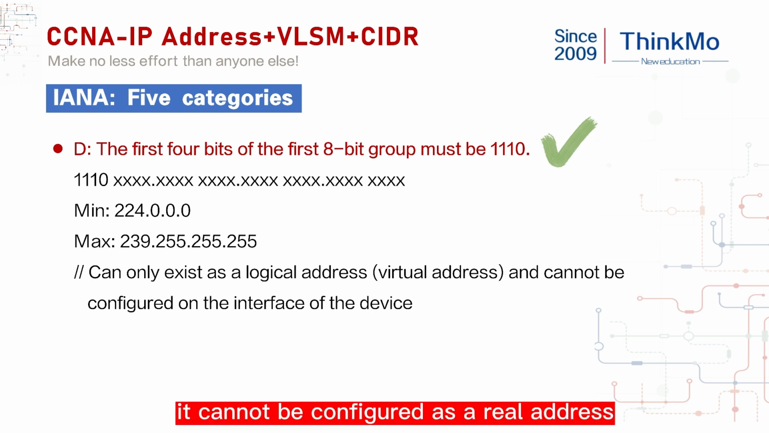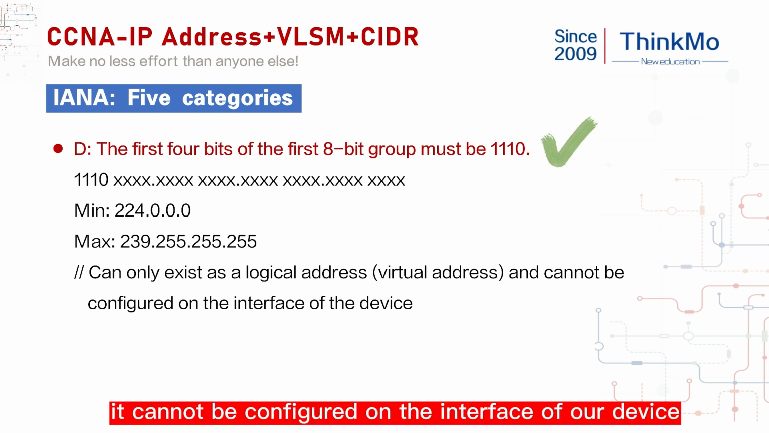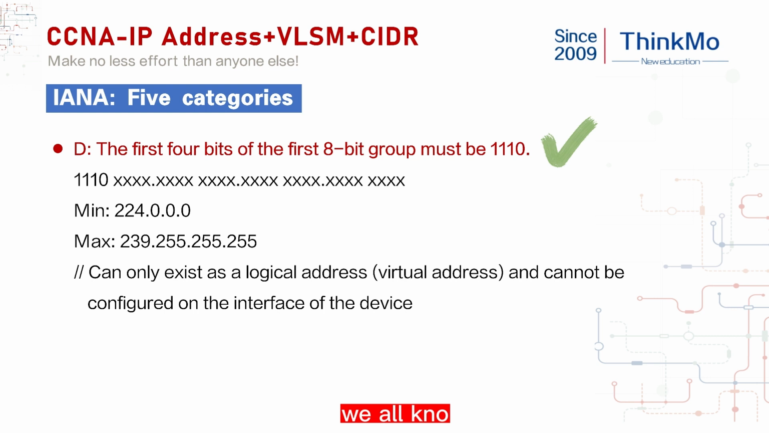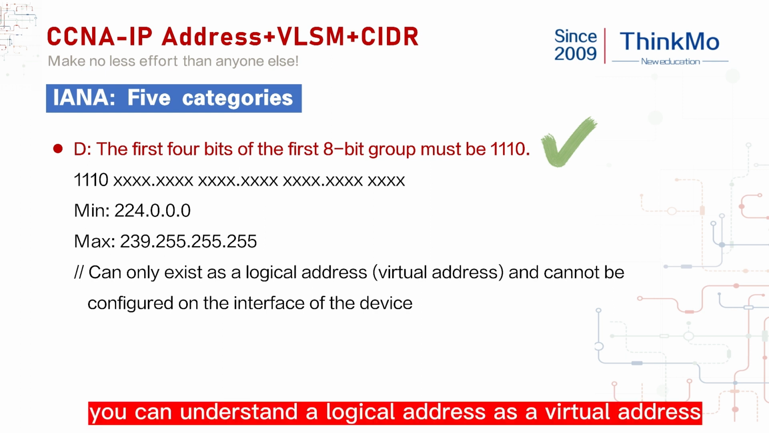It cannot be configured as a real address, but only in logic. It cannot be configured on the interface of our device. We all know the device interface needs to carry out layer-3 communication, which is to configure the IP address. The assigned address cannot be a Class D address. You can understand a logical address as a virtual address.